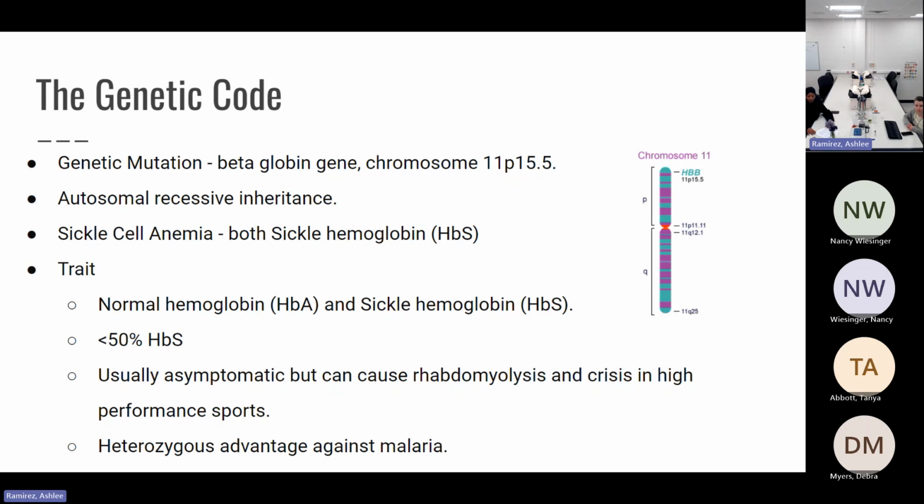few cases of high performance sports, where individuals with sickle cell trait have an increased risk, about 200 times more, of having rhabdomyolysis, which is actually the main cause of sudden death in recruit basic training with sickle cell trait.